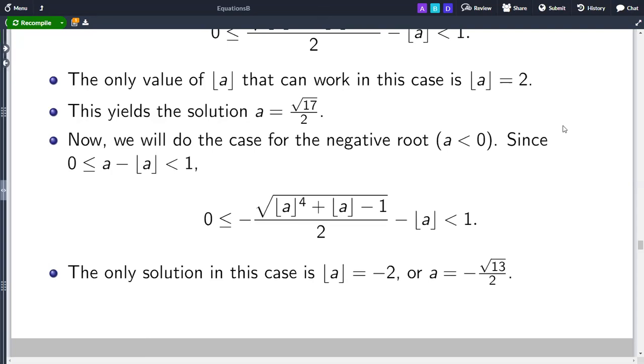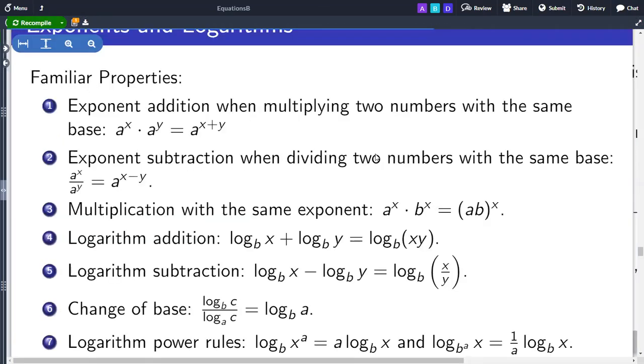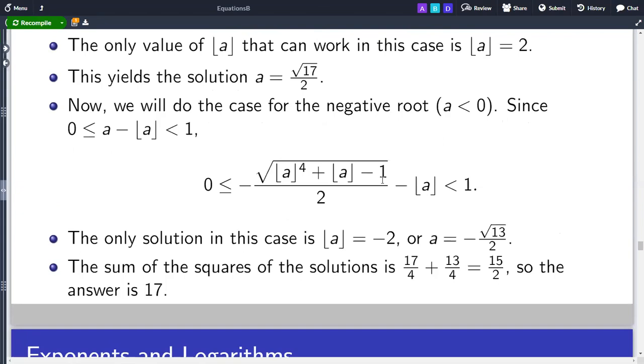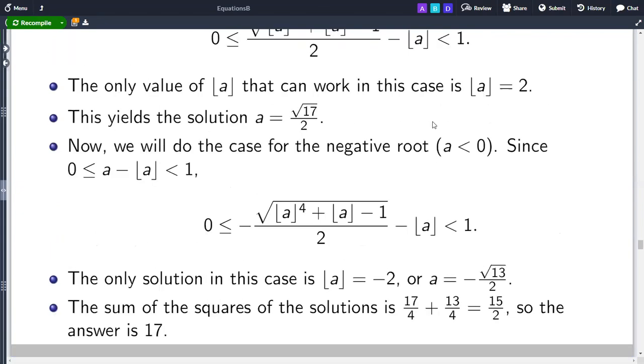Now that we've checked both the cases, we have that the sum of the squares of the solutions is 17 over 4 plus 13 over 4, which is 15 over 2. So our final answer is 17.